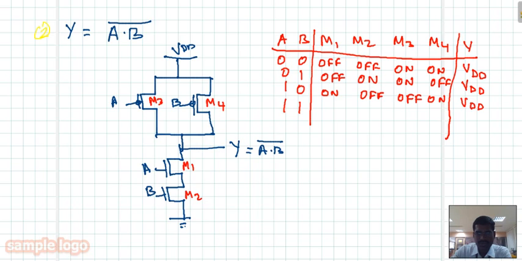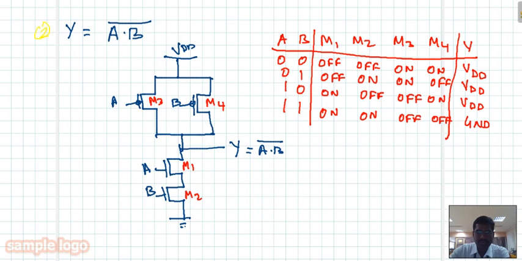So in the case of 1 1, it is quite opposite to the 0 0 condition. So M1 is on, M2 is on, your M3 is off, your M4 is also off. Your output is now grounded through your M1 and M2. So here the output is 1 1 1 0.